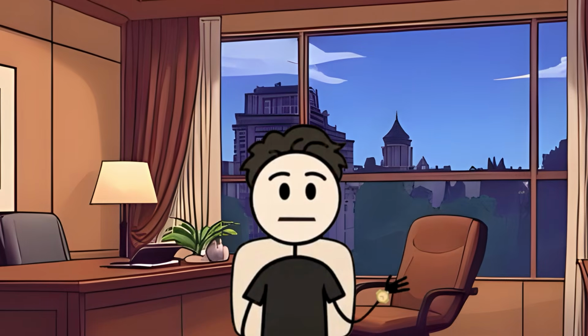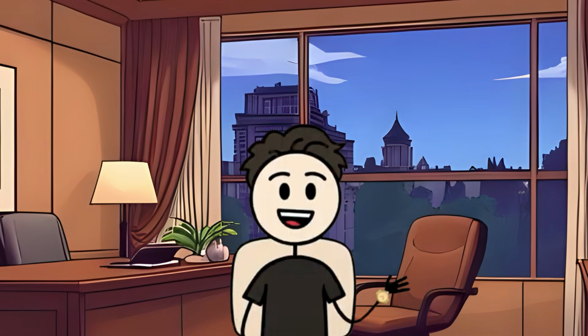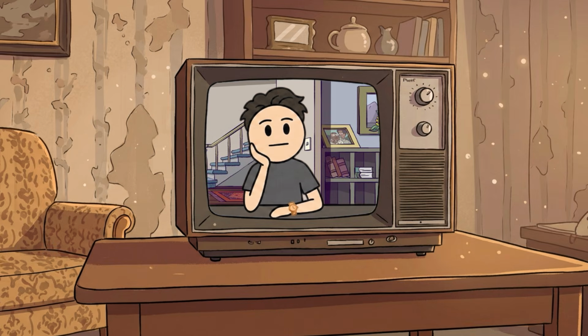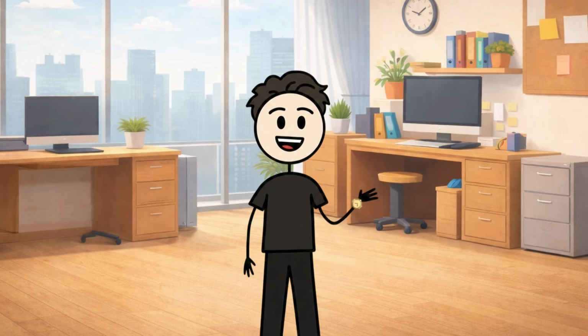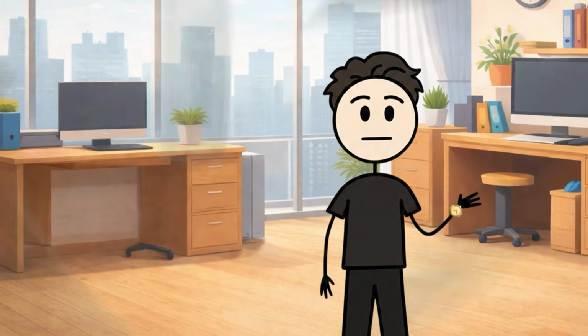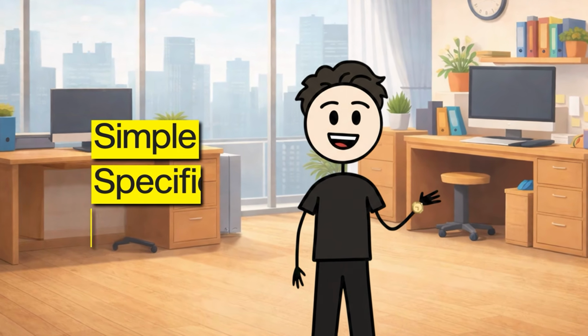Now let me walk you through the exact 2-minute process step by step so you can do this on your next video today. Step 1. Write down your core phrase. This is the single most accurate 3 to 5 word description of what your video is actually about. Not a catchy headline, not a vague topic. The most specific, searchable, audience-relevant phrase that captures the video. For example, if your video is about how faceless YouTube channels make money, the core phrase might be faceless YouTube channel monetization. Simple, specific, searchable.